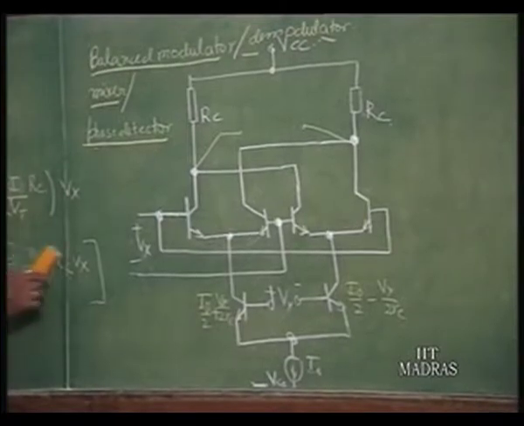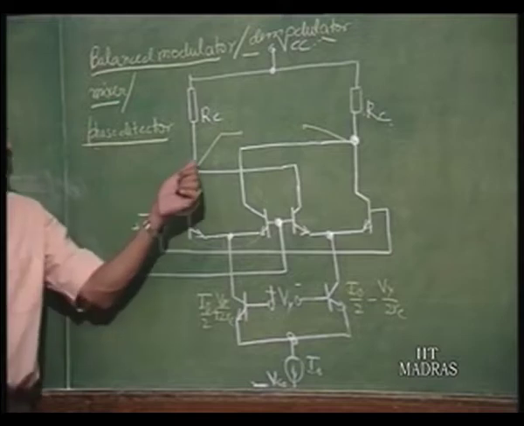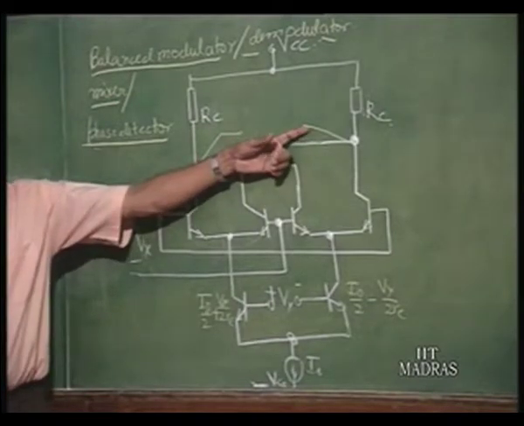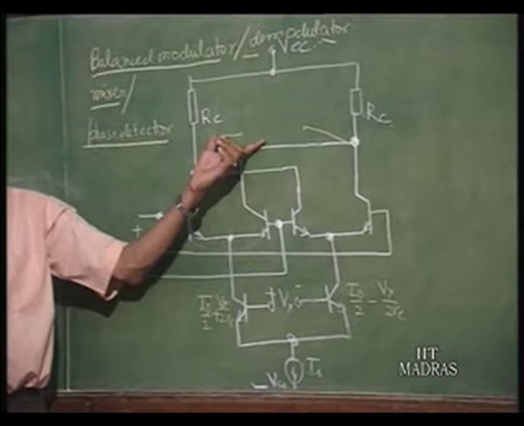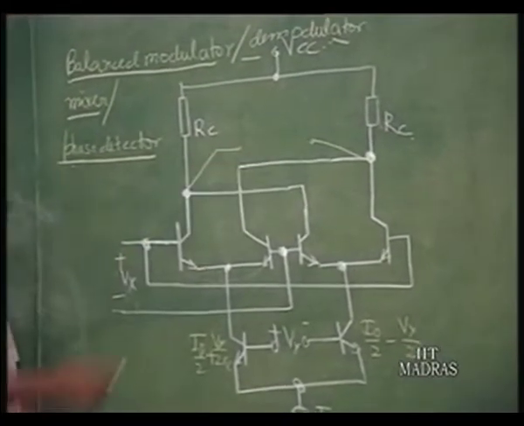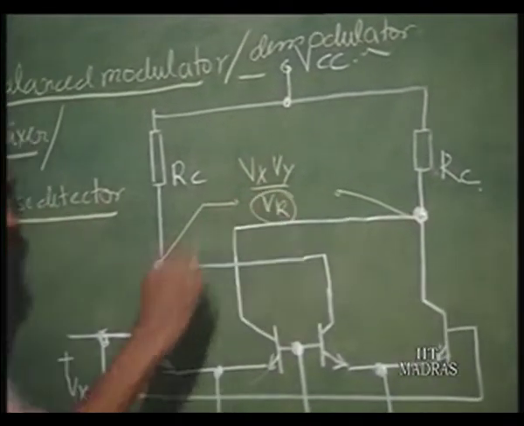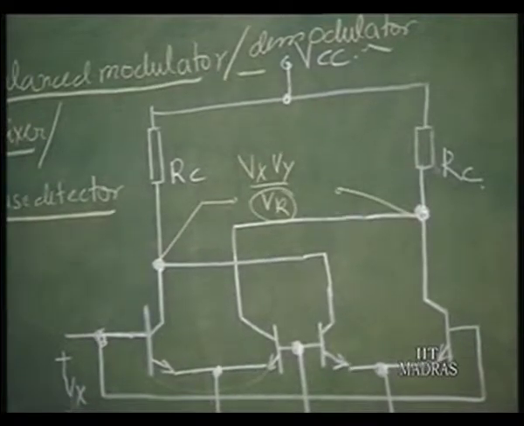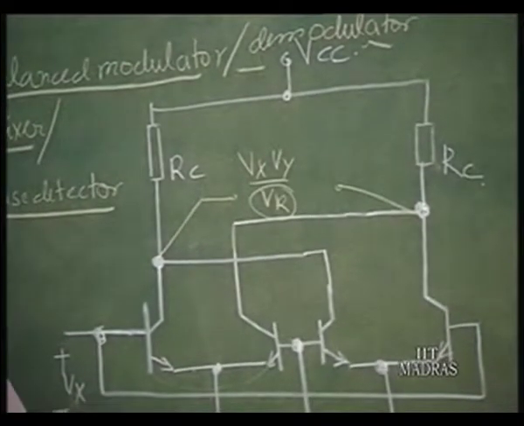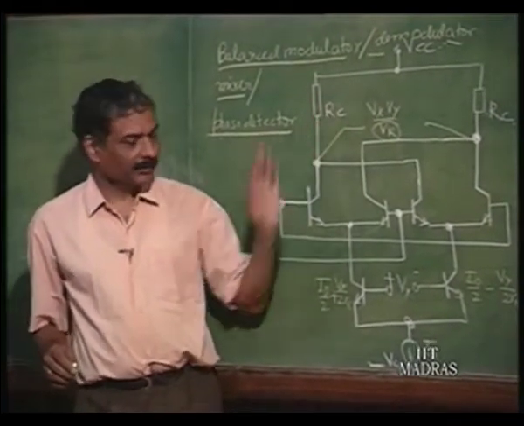This is a common communication IC. Let us look at it in a fairly detailed manner. We know that as far as the output is concerned, it is going to give you a product V x V y by V r, right. And now this V r is no longer 10 volts, it is going to depend upon I naught and this R c etc.